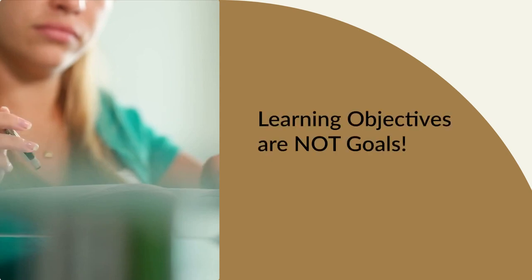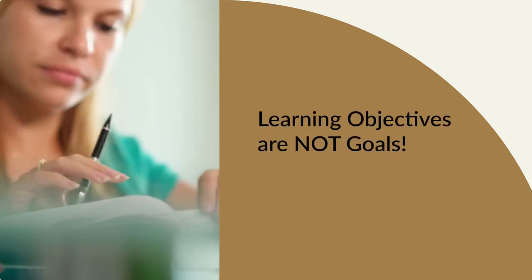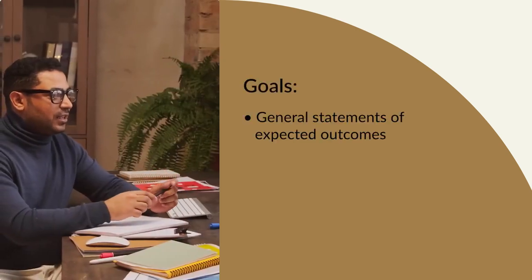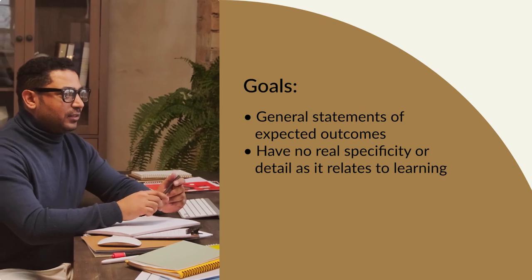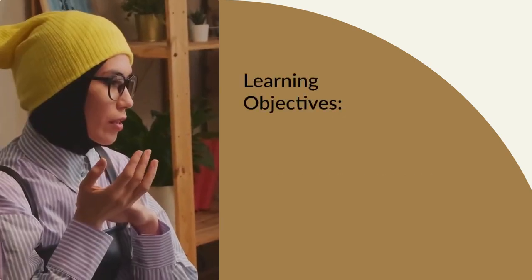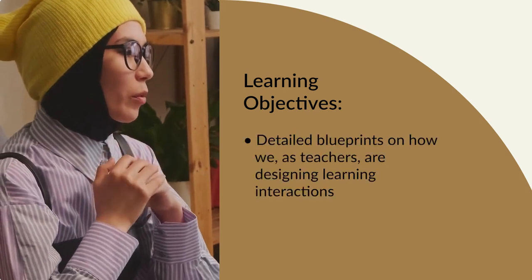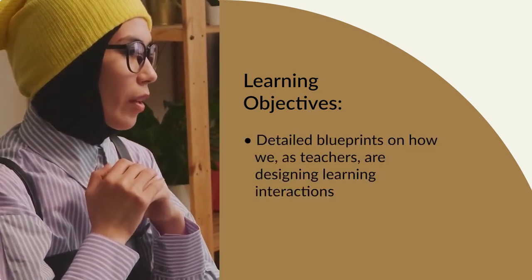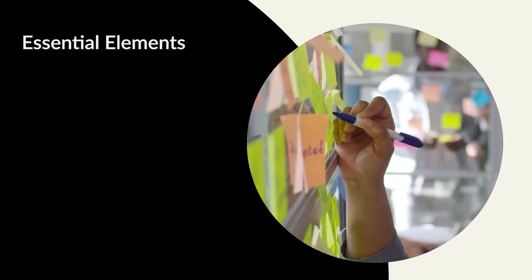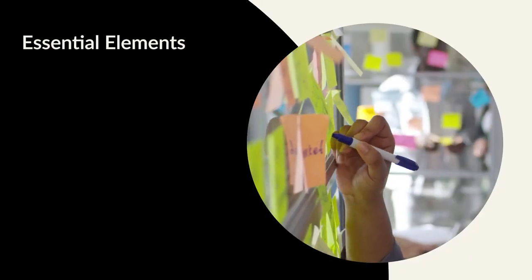It is also important to remember that learning objectives are not goals. This difference is an important consideration in our work. Goals are general statements of expected outcomes that have no real specificity or detail as it relates to learning. In contrast, learning objectives are detailed blueprints on how we as teachers are designing learning interactions. Now let's take a look at the essential elements contained in each objective we write.